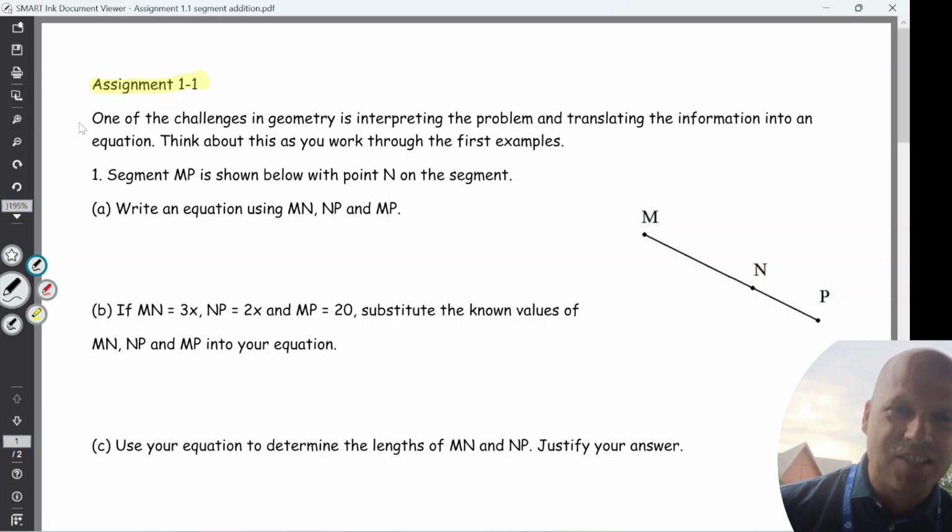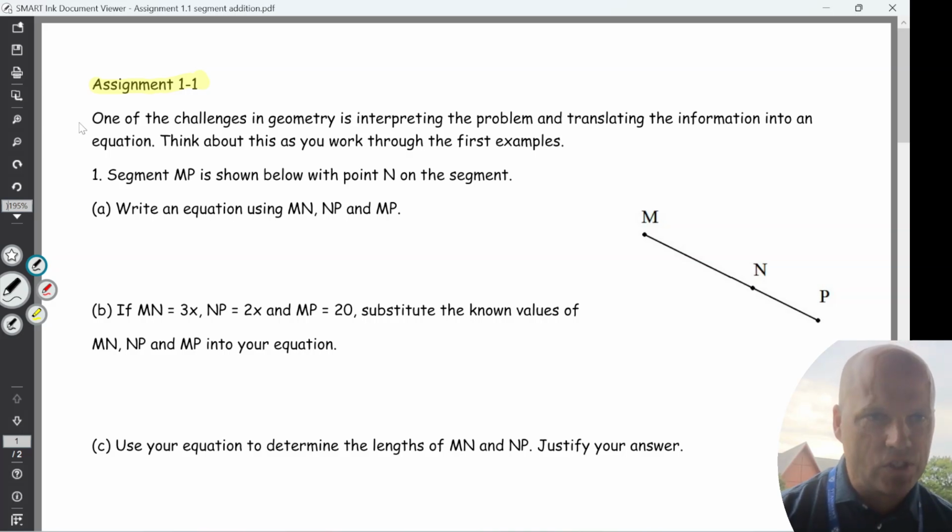It says one of the challenges in geometry is interpreting the problem and translating the information into an equation. Think about this as you work through the first examples. So we have this segment MP. We can see it on the side. We have this point N on the segment. Write an equation using MN, NP, and MP.